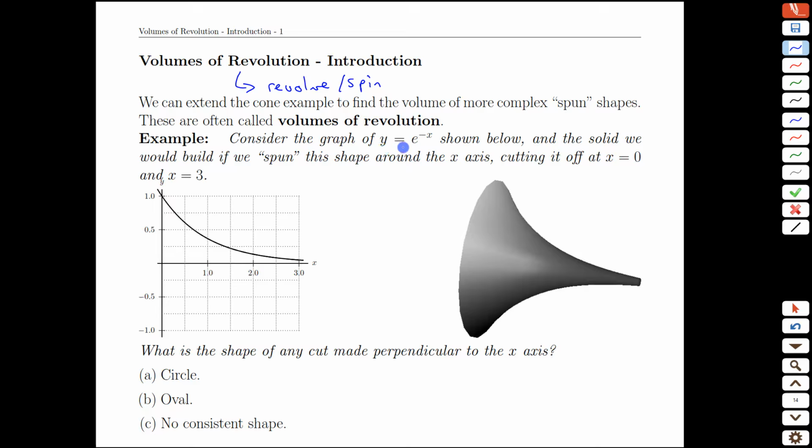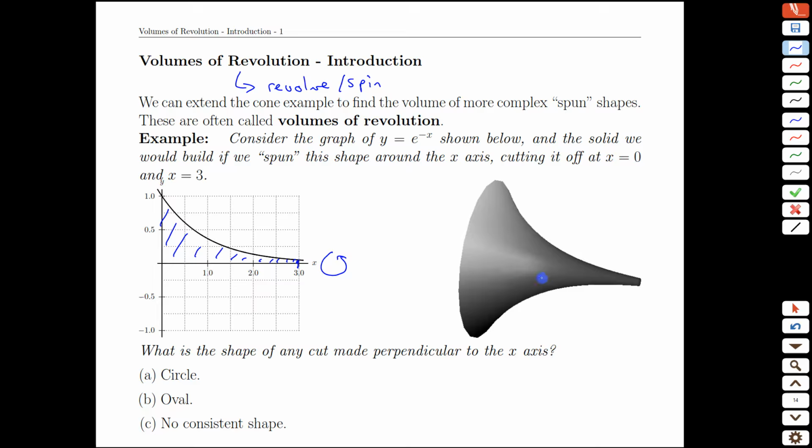If we consider the graph of y equals e to the negative x, that's an exponential decay curve, and then we talk about the region underneath that graph up to the point x equals 3. We talk about that entire region, but we don't want the area of that. We want the volume of the solid generated by spinning that region around the x-axis. What it's going to give us is this shape over here in 3D.